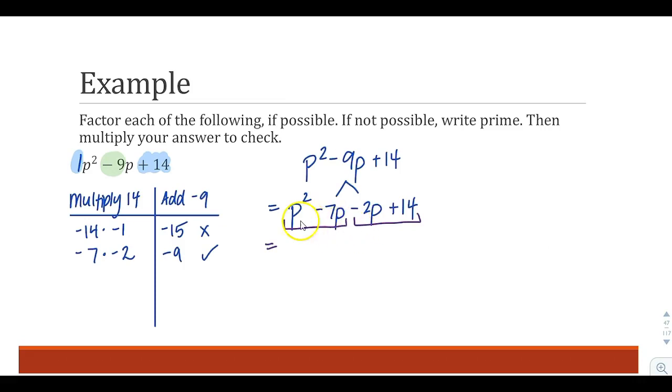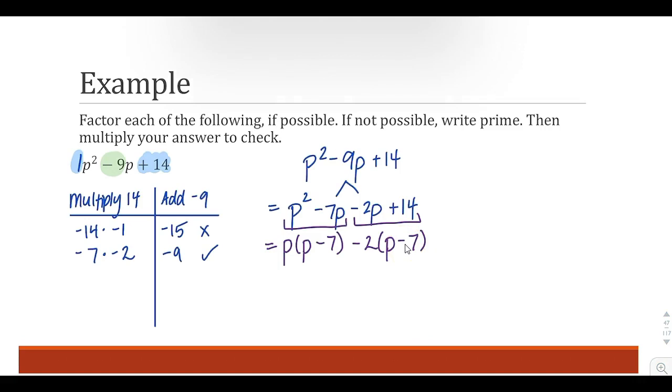Within the first group, all I can factor out is a p, and I would be left with one copy of p and a minus 7. So taking 1 out of here and then factoring out this p leaves me with minus 7. And then here, I can factor out a negative 2, and what has to be left is p minus 7, or something didn't go correctly. I take out the negative 2, I have a p left. If I divide 14 by negative 2, I do get negative 7.